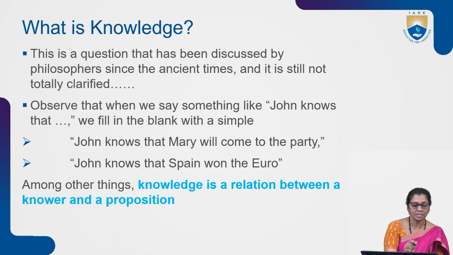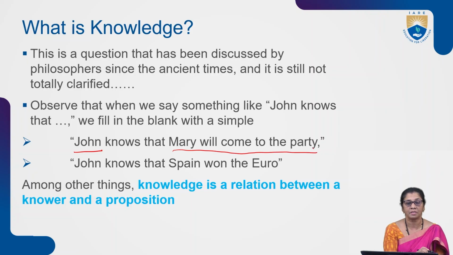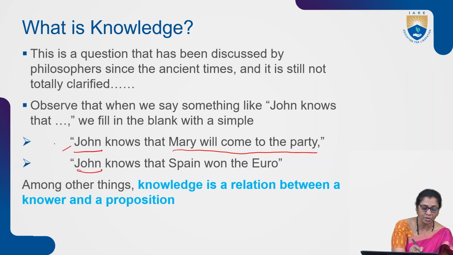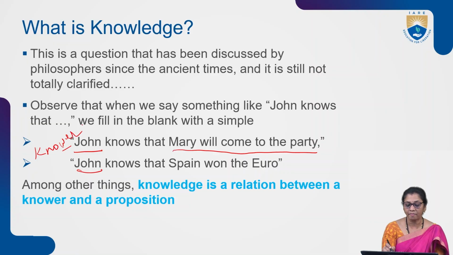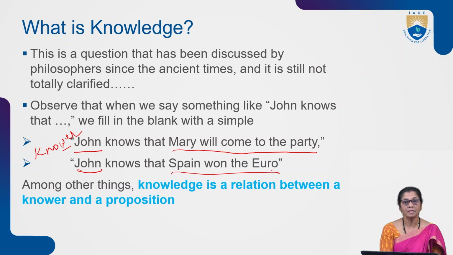Here, John is the knower. In the first sentence, John is the knower, and the proposition is Mary will come to the party, which is a simple declarative sentence. In the second sentence also, John is the knower, and Spain won the Euro is a simple declarative sentence. So that is how we are defining knowledge here.